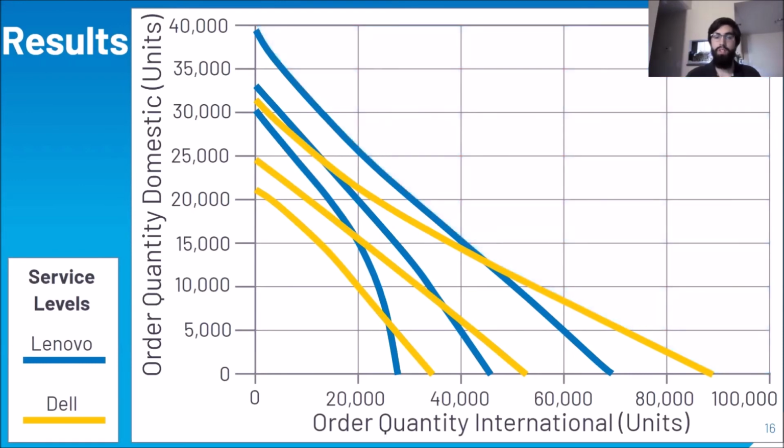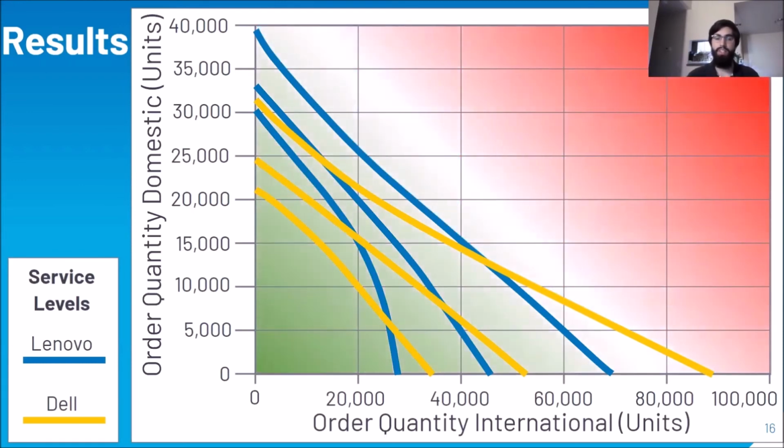But within this space, we want to choose the point that has the lowest cost. So in the background, we have the cost gradient, green being the least expensive and red being the most expensive. We can find a point in that upper curve where the 95% service level is met and is the most green. It turns out to be about 20,000 units from our international supplier and 26,000 units from the domestic supplier, with a total cost of $59,000.